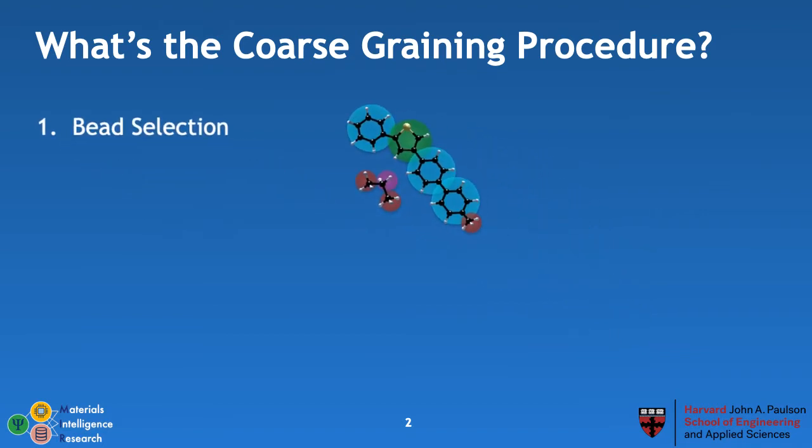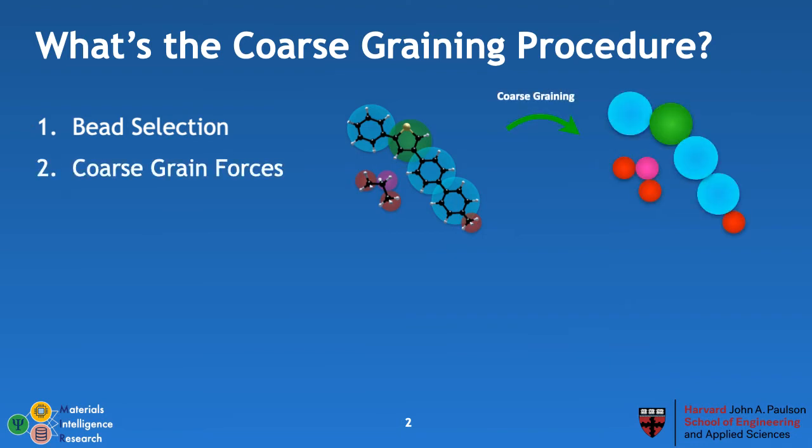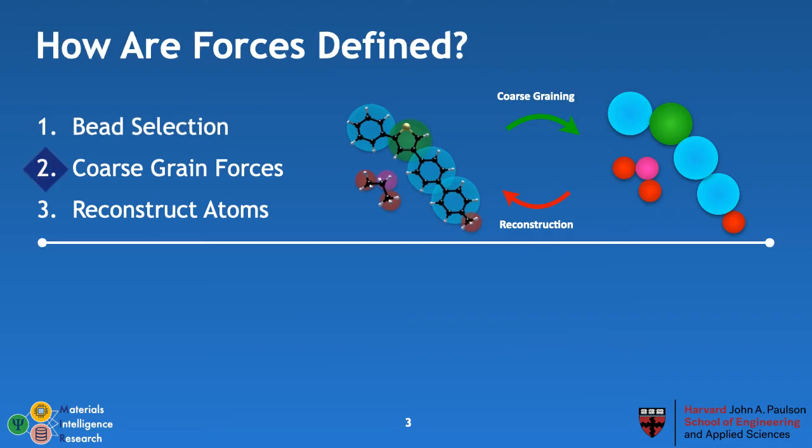Once we do this, we need to figure out how to describe the interactions between these units in a way that will give us the properties that we're interested in. The third problem that may or may not be important, depending on the application, is that of reconstruction. That is, how do we go from our coarse grain representation back to our all-atom representation? I'll focus today's talk on the second one of these problems.